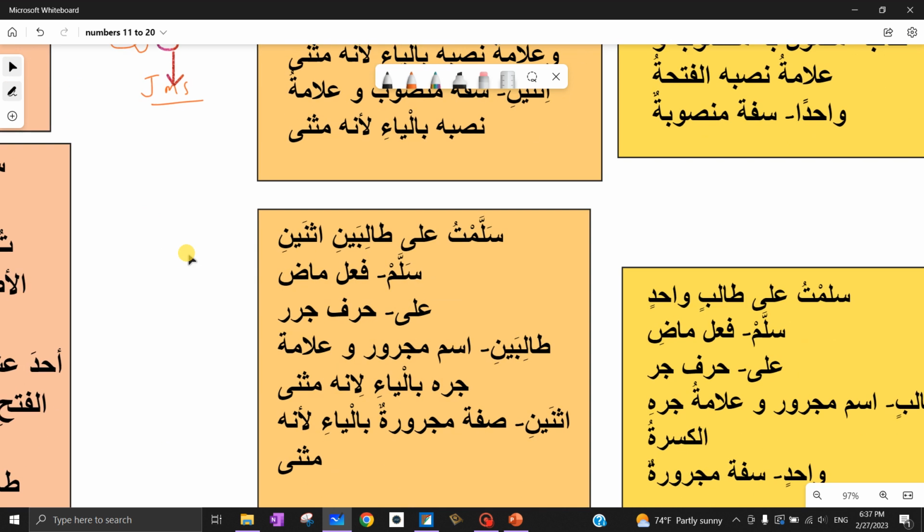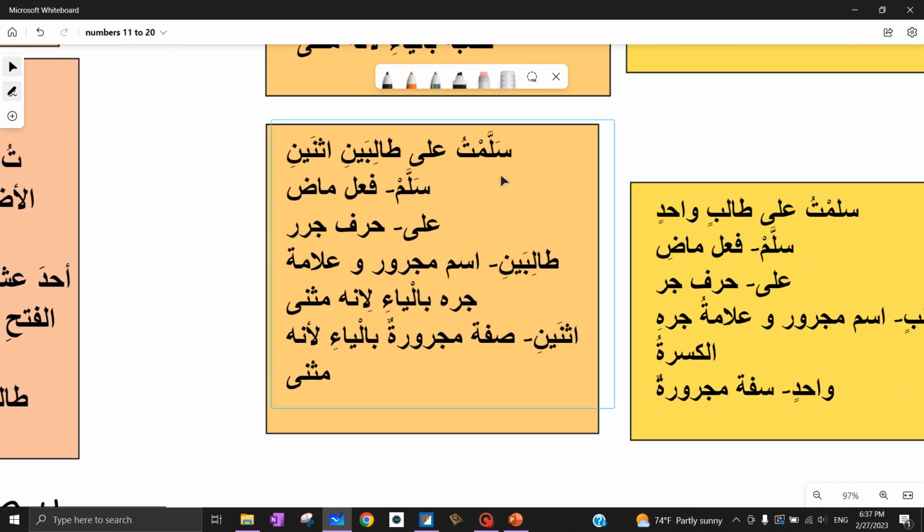So let's see the jar. It's very easy. سلمت على طالبين. You can see the fatha before the ya showing its muthanna form, and the fatha before the ya also. سلم فعل ماضي. على حرف jar. I have again forgotten to give this Arab of Damir 2. You can copy from here.